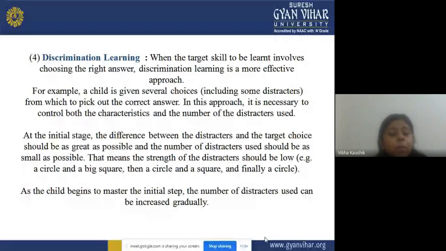For example, a circle and a big square, then a circle and a square, and finally a circle. As the child begins to master the initial steps, and has mastered that particular step, the number of distractors used can be increased gradually.